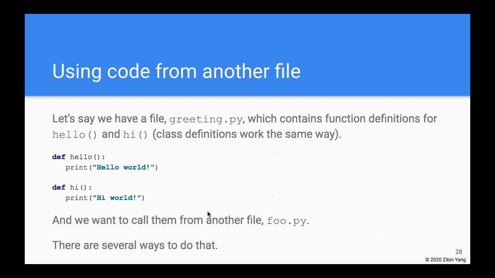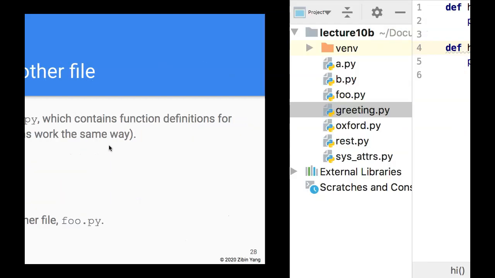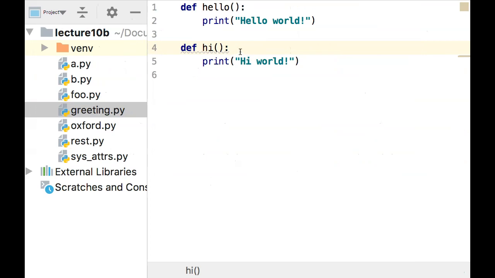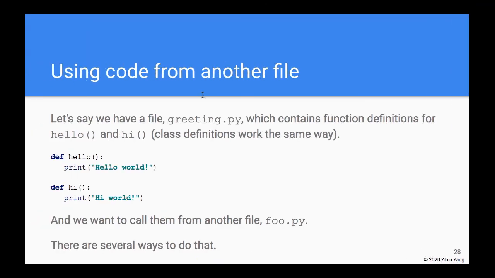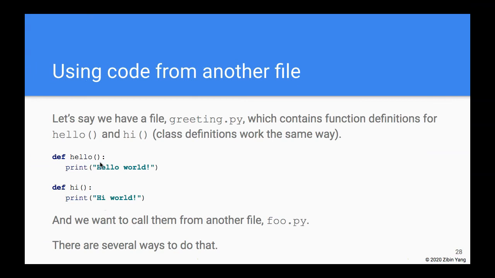So that's what a module is in Python. The setup for our little demonstration is that we'll have a file called greeting.py, and it has two functions, hello and hi. We want to call these functions from another file, which we'll call foo.py. We should know at least one way to do it, and there are actually several ways that I'm going to show here.